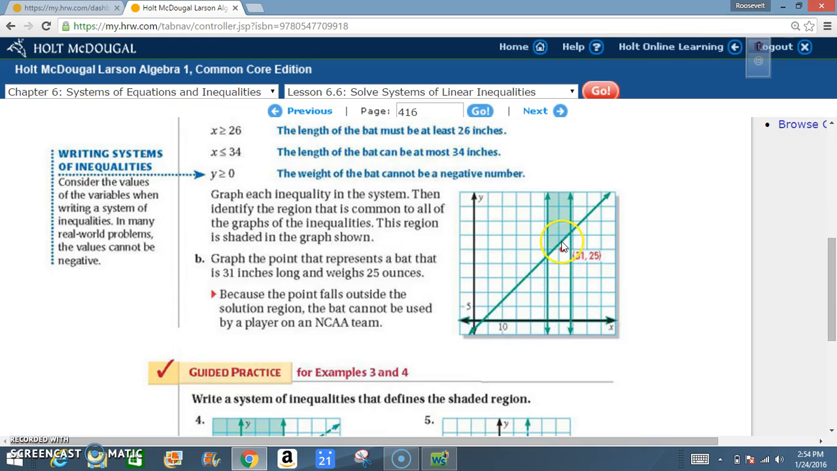After graphing all four inequalities, you would find that this is the region that they have in common. The weight they're talking about is here. That's outside.